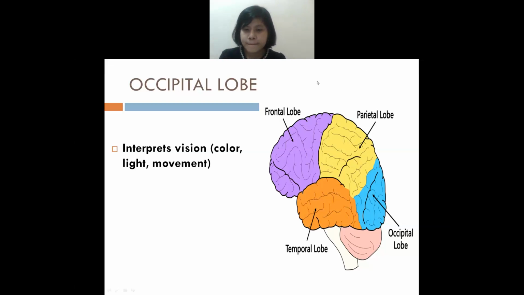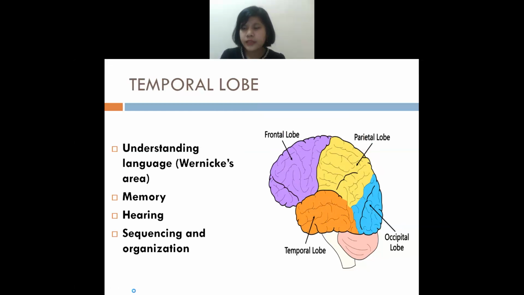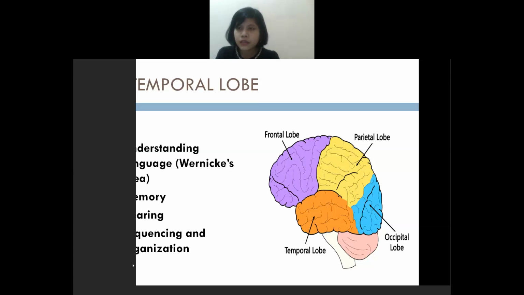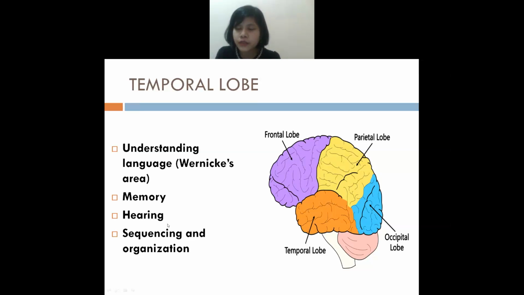Is it clear about occipital lobe, everyone? Yes, ma'am. Okay. Next is temporal lobe. The temporal lobe we have two, one on both sides. The temporal lobe helps you in understanding language, which is in your Wernicke's area. Wernicke's area is in your temporal lobe. Next is memory. They also help you in memorizing something. Next is hearing. They will also help you in hearing something.